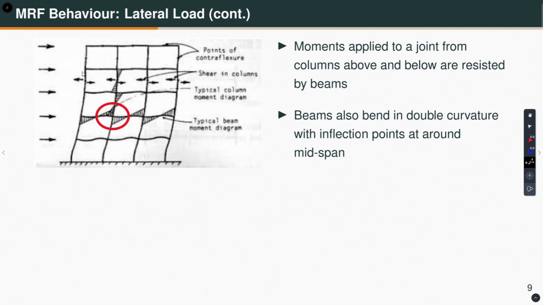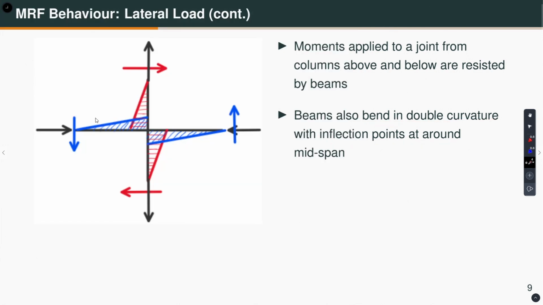The moments applied to a joint from the column above, let us say this is the moment from this column above and below, this is the moment. They are resisted by the moment in the beam. So, this is the beam bending moment diagram, this is the beam moment and here is the beam moment. So, the beam also bends in double curvature with inflection points at the middle, which I have already shown you for a single story.